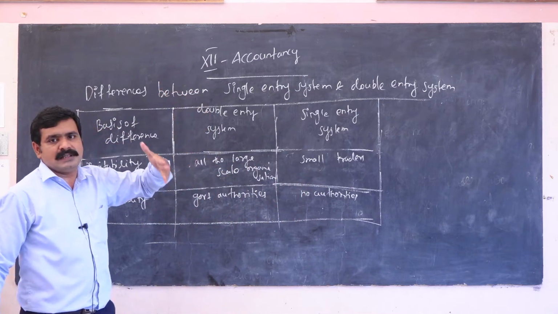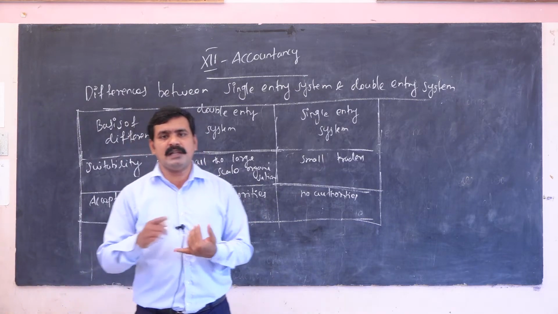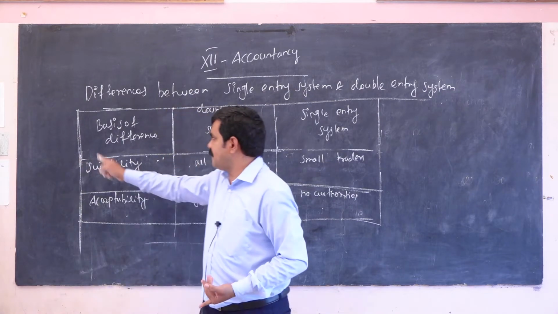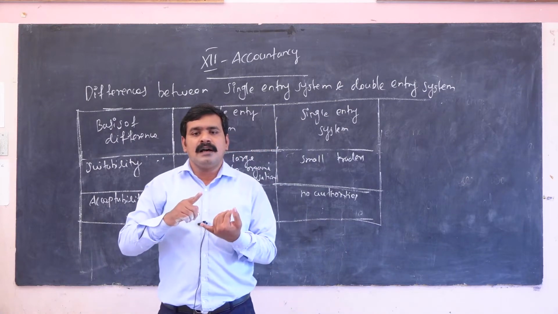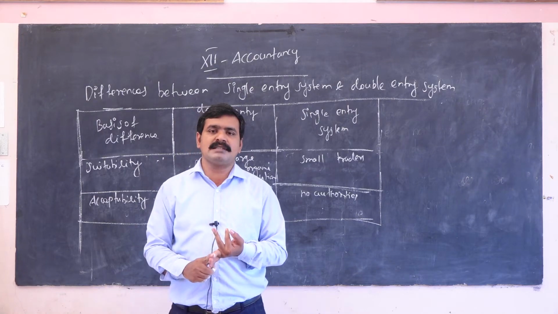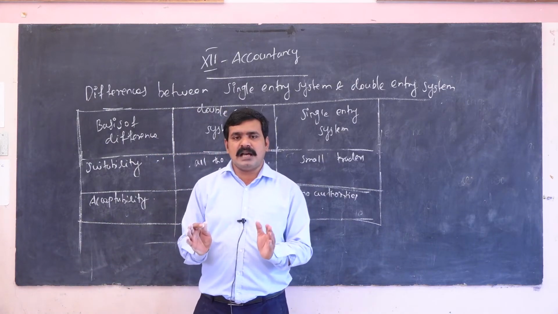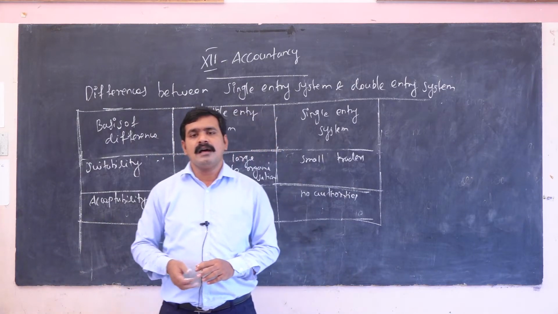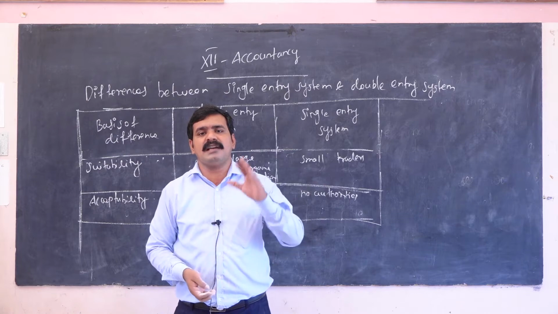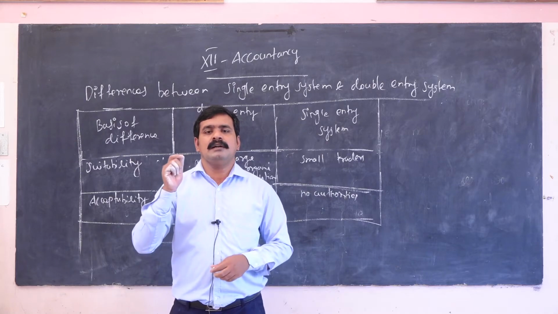Already we discussed a lot of points in the basis of difference, so I explain again. The first one is recording of all transactions. Next one is the types of account maintained. Next is preparation of trial balance. Next, determination of true profit and loss. Next, determination of financial position. Then reliability, suitability, acceptability. These are the basic differences between the single entry system and the double entry system. It's a very important question in your board exam.